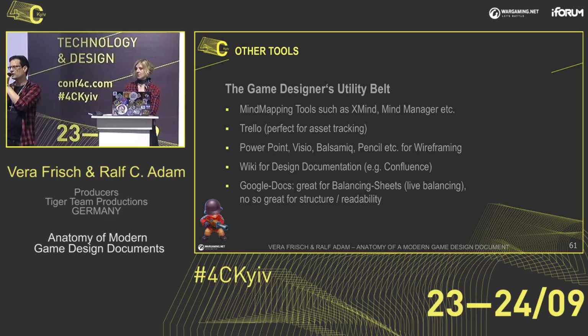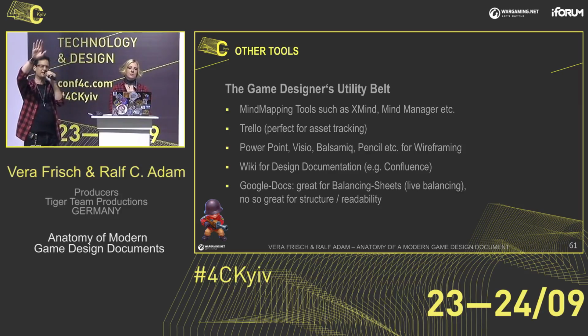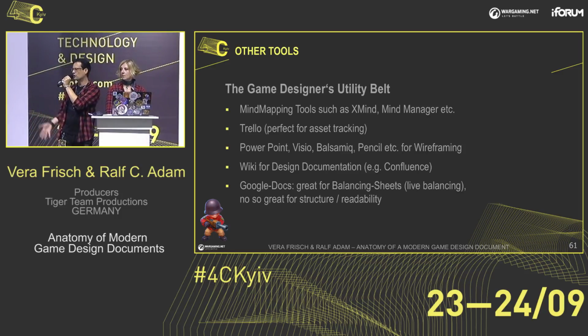If you don't know Trello, it's like a Kanban board. So you have different steps like should be designed, in design, ready for production, and so on. And many teams I know do that with post-its, which is also fine, but if you also want to have a digital version, Trello is a very cool tool for that. I've mentioned Visio, PowerPoint before, other tools like Balsamiq or Pencil for wireframing and UI workflows.